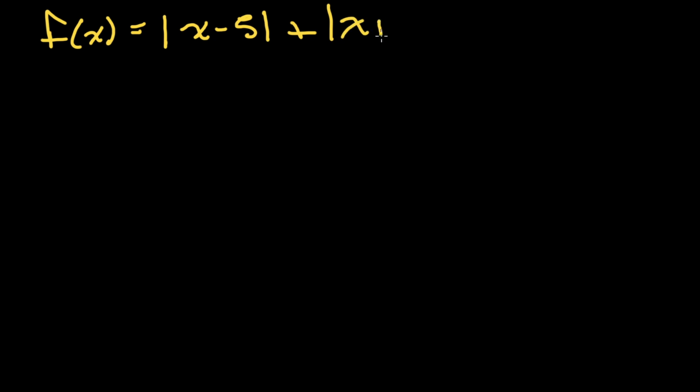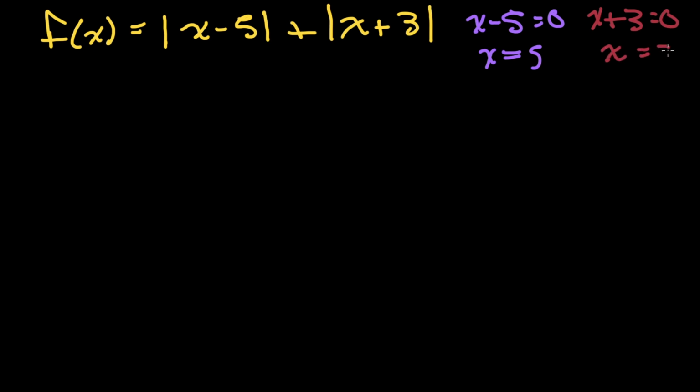Okay, so this is probably the toughest example. Let's say you have f of x equal to the absolute value of x minus 5 plus the absolute value of x plus 3. So what are we going to do here? The same thing as we've done in our previous questions, right? X minus 5 equal to 0. X is equal to 5. And then for this other guy, x plus 3 is equal to 0, meaning x is equal to negative 3, sorry. See, it's easy to make mistakes in these problems.